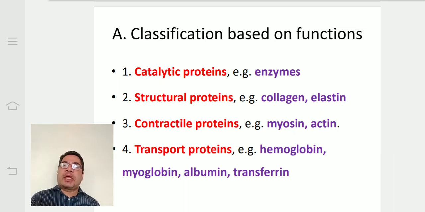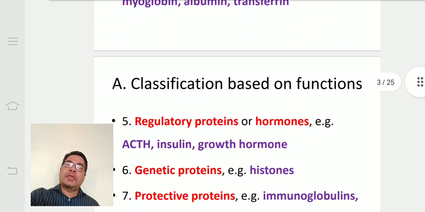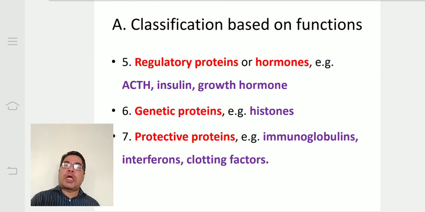Catalytic proteins, example enzymes. Structural proteins, example collagen and elastin. Contractile proteins, example myosin and actin. Transport proteins, example hemoglobin, myoglobin, albumin and transferrin. Regulatory proteins or hormones, example ACTH, insulin, growth hormone. Genetic proteins, example histones. Protective proteins, example immunoglobulins, interferons and clotting factors.